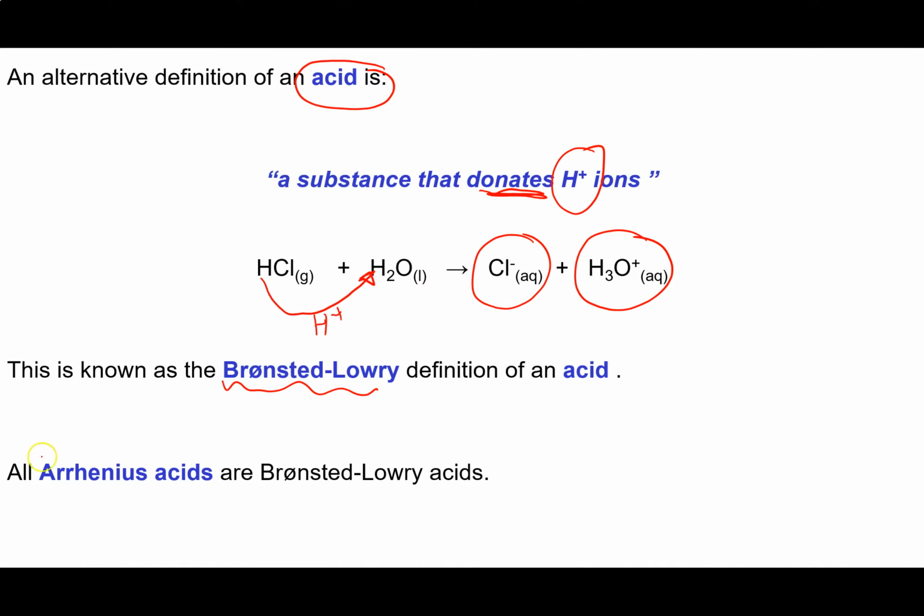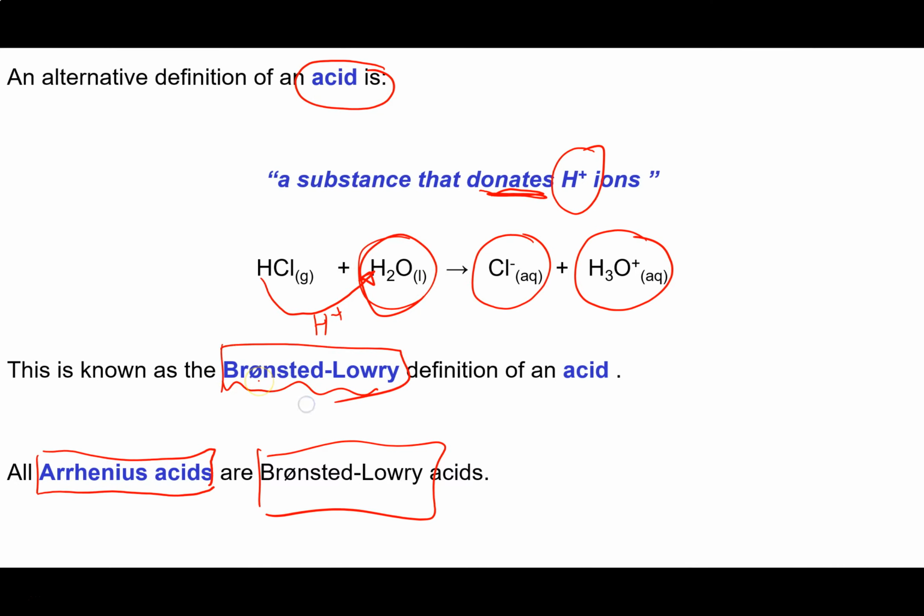It's as good as the Arrhenius acid definition, and in fact better, because it doesn't have to rely on the fact that the substance is dissolved in water. All Arrhenius acids automatically become Bronsted-Lowry acids. In the case of an Arrhenius acid, all that's happening is your hydrogen ion is always being donated to water, but the Bronsted-Lowry definition doesn't require the presence of water.